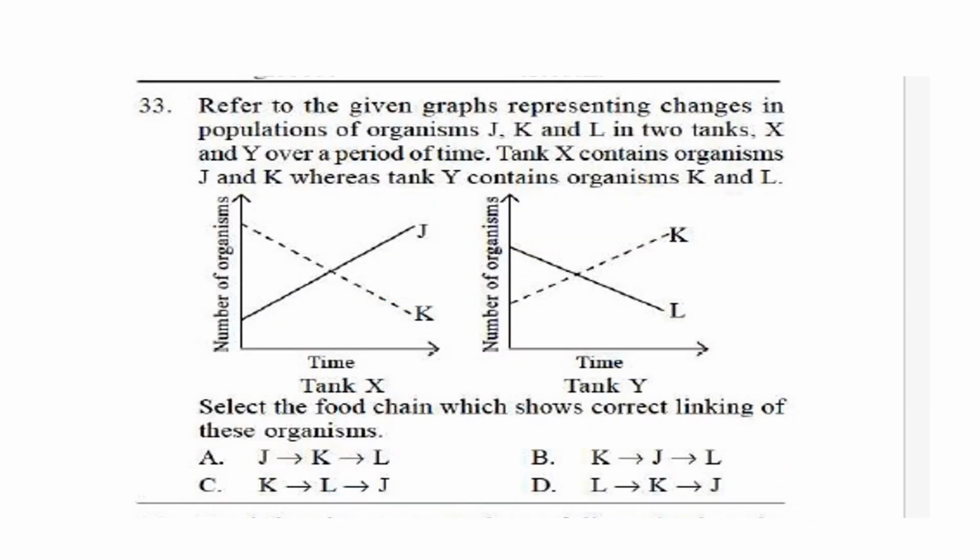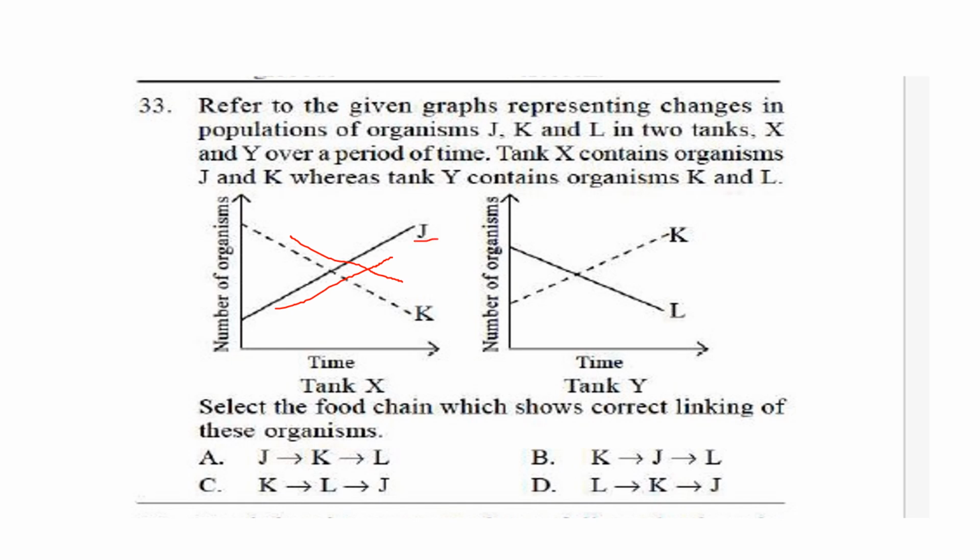Question number 33. Refer to the given graphs representing changes in population of organisms J, K and L in two tanks X and Y over a period of time. Tank X contains organisms J and K, whereas tank Y contains organisms K and L. In tank X, organism J is increasing and organism K is decreasing. That means J feeds on K.